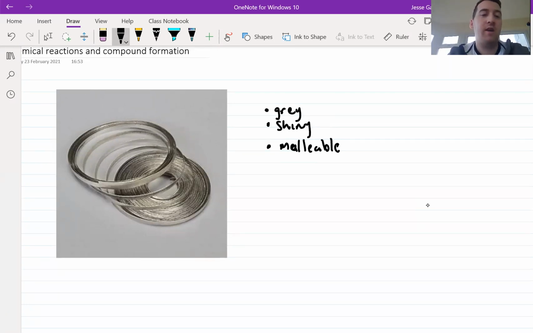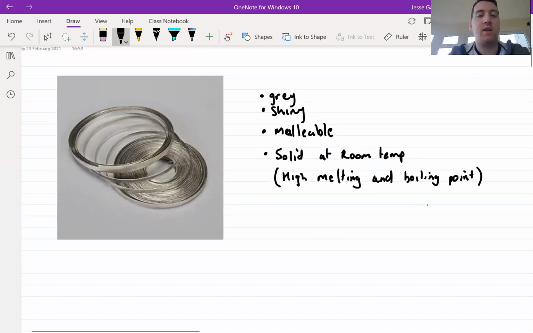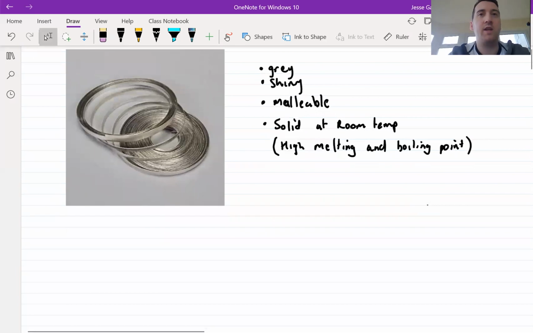If you think about it sitting on a desk, it's probably at room temperature. So we can see that its physical state is a solid at room temperature. And generally things that are solids at room temp, what does this say about their melting and boiling points? Well, it tells us that they've probably got a high melting and boiling point, because it's at room temperature and it hasn't melted or boiled. Most metals like this would have high melting and boiling points. That's pretty much it for the features that we can see, the appearance of this particular substance.